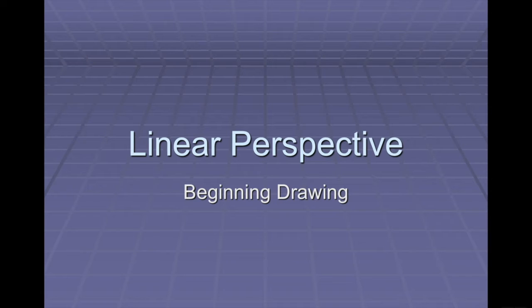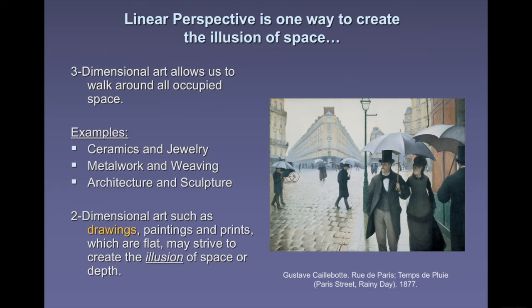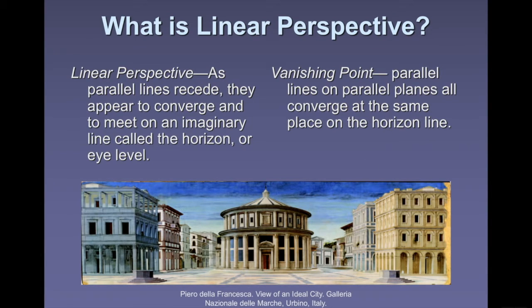Hello class, I'm going to talk to you about linear perspective today. And linear perspective is one way to create the illusion of space in a drawing. So three-dimensional art forms such as sculpture and architecture occupy actual space. As you likely know, drawing is two-dimensional. It's flat, okay? But through linear perspective, you can create the illusion that it has depth, that the image recedes into space.